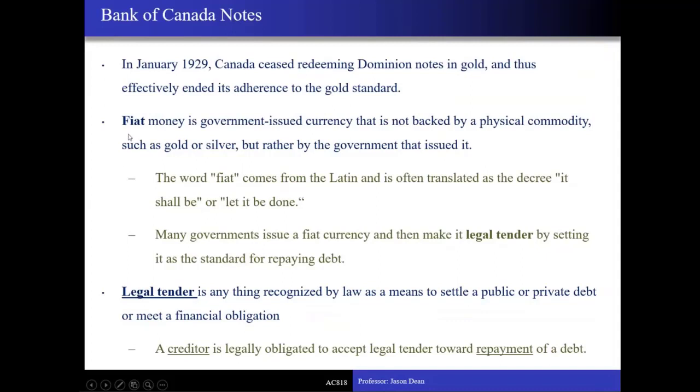And the word fiat, which is what our currency is called, it's called fiat because fiat is a Latin word for it shall be or let it be done. It's like a decree from the king or something like that. So the government is basically saying, this is what we're going to use and you're going to generally accept it. And again, legal tender comes in, it just gives it a little more strength in terms of acceptability. But this is very limited. It's only in the situation of a lender and borrower. The lender has to accept the currency that's declared legal tender.